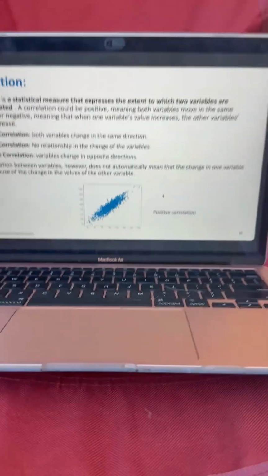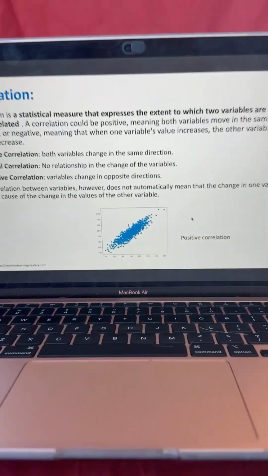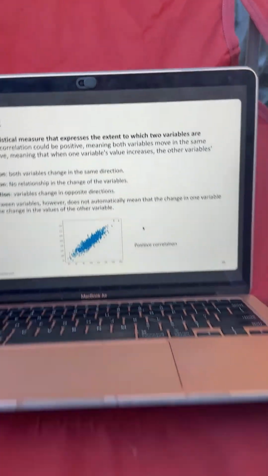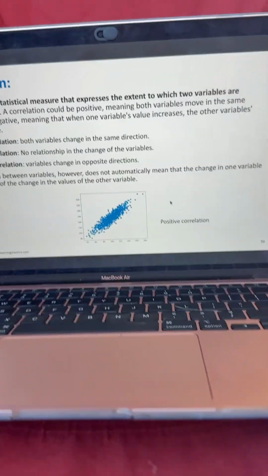So correlation. Correlation is a statistical measure that expresses the extent to which two variables are linearly related. A correlation could be positive, meaning both values move in the same direction, or negative, meaning when one variable's value increases, the other variable's values decrease. So positive correlation is both of them going in the same direction. Neutral correlation is that there's no relationship in the change of the variables. And negative correlation is that it goes in the negative direction.